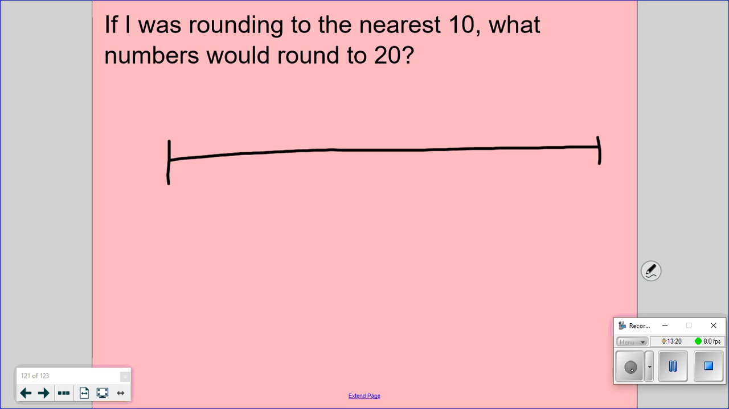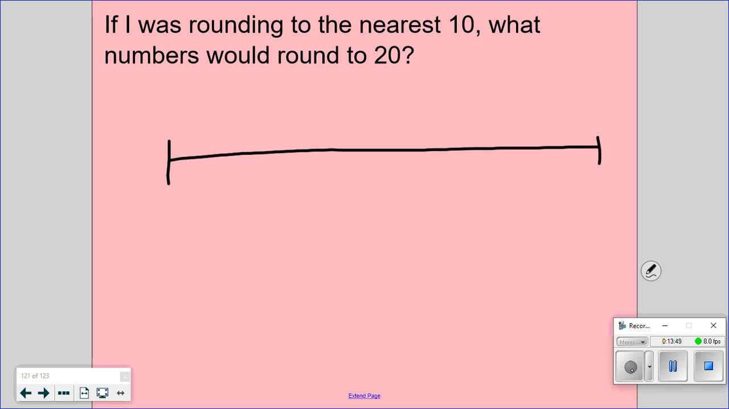Ooh, there's more than one way to round to 20. What do you mean by that? Yeah. So when we're rounding to 20, we have numbers that are bigger than 20 that'll round, but we also have numbers that are smaller than 20. Can you think of a number that might be smaller than 20 that would round to 20? Victor?